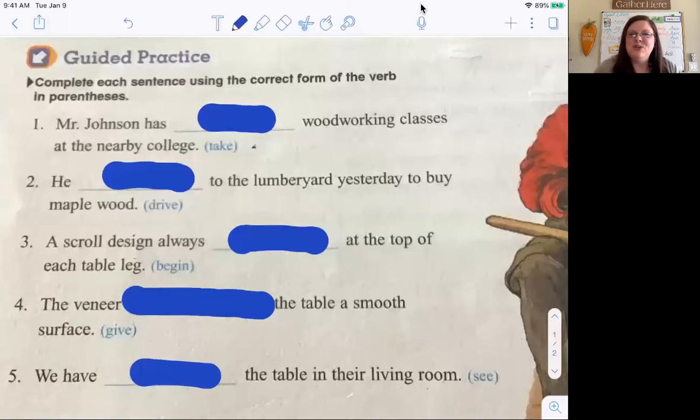Complete each sentence using the correct form of the verb in parentheses. The verb that we're looking for is take. Oh, do you hear Abby coming back? I think she thinks she's going to teach this lesson. You can hear her clickety-clack on the floor.